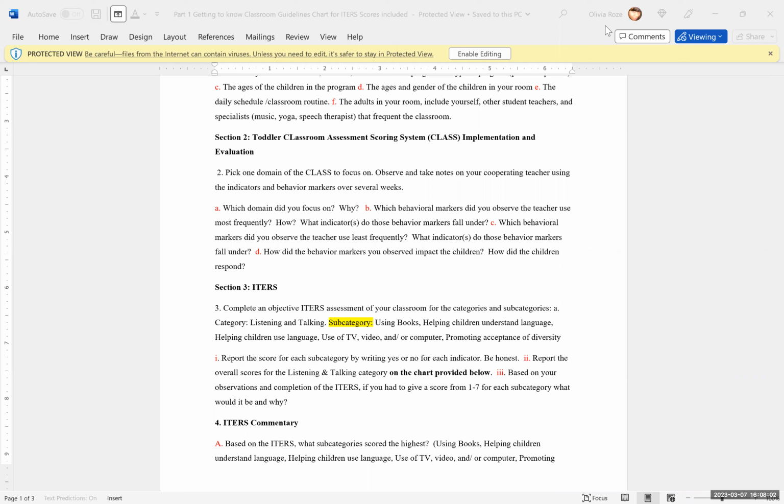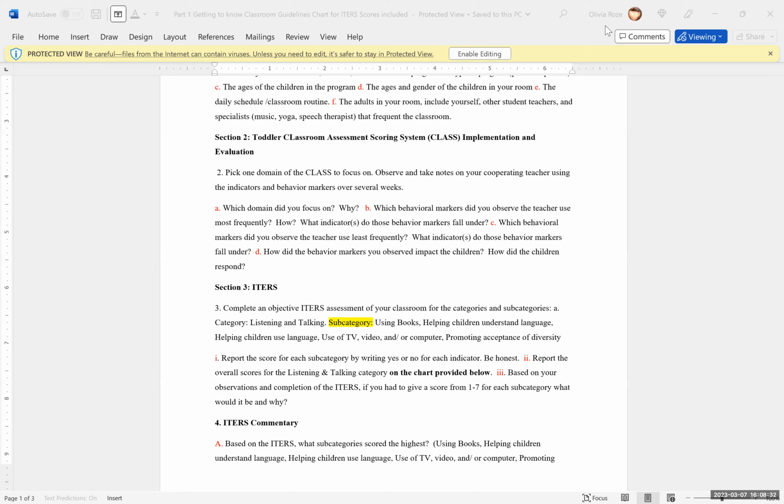So for the class assessment, you're going to pick one domain to be your focus, and you're going to say why you chose that domain. Then you're going to look at behavior markers and figure out which ones you observed the teachers using most frequently, how and where they were using them, and which indicators those behavior markers fall under. Then you're going to do the same thing, but looking at the behavior markers that teachers used the least frequently.